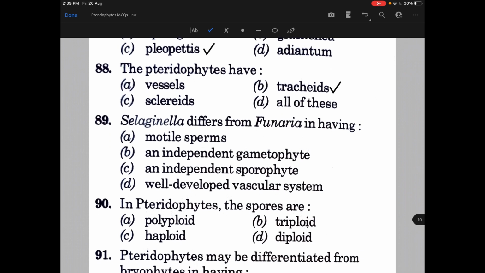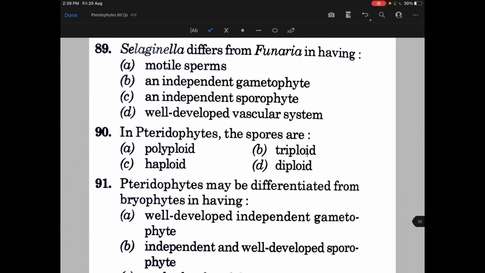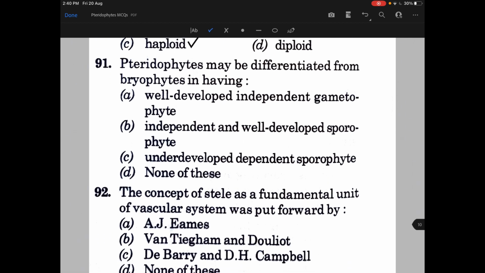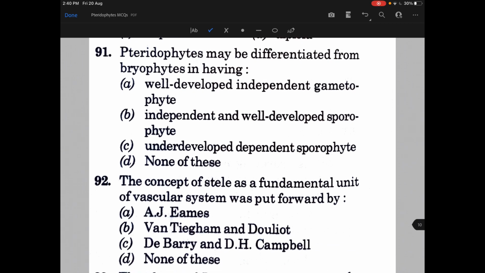Next, Selaginella differs from Funaria in having dash, and the answer is D, that is well developed vascular system. Next, in Pteridophytes the spores are dash, and the answer is C, that is haploid. Next, Pteridophytes may be differentiated from Bryophytes in having dash, and the answer is B, that is independent and well developed sporophyte.